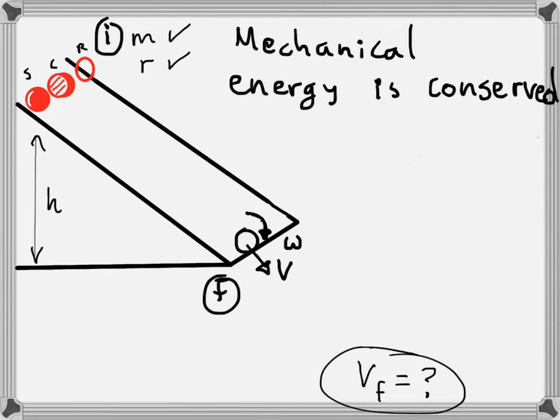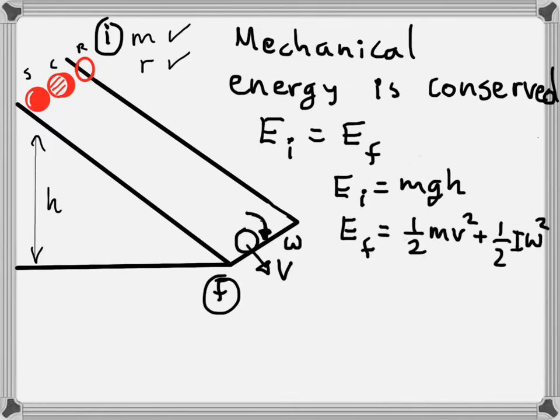We're going to apply conservation of mechanical energy between two points. The initial point will be at the top, the final point will be at the bottom. As usual, we're going to say that the energy at the initial point equals the energy at the final point. At the top of the incline, we are letting the objects start rolling without any initial velocity, so we only have potential energy at the top, mgh.